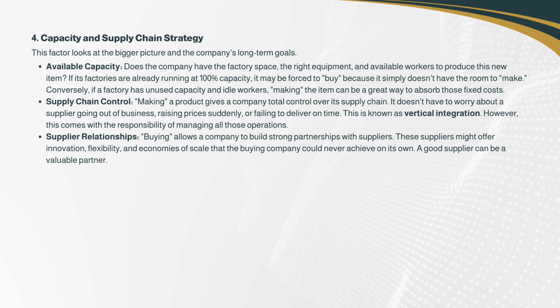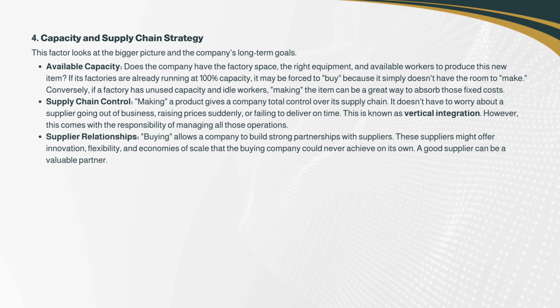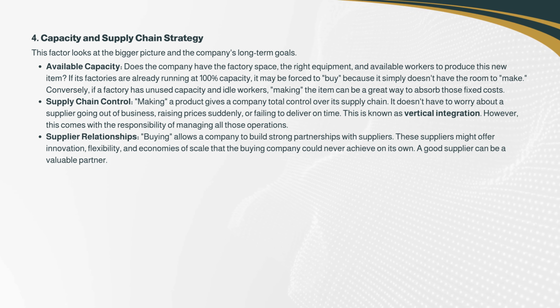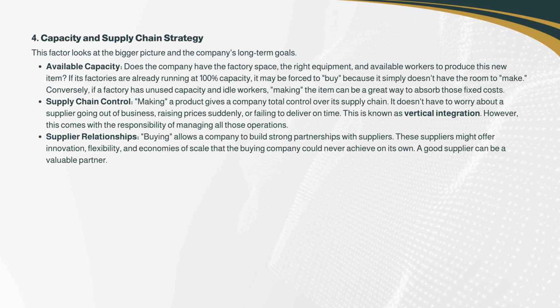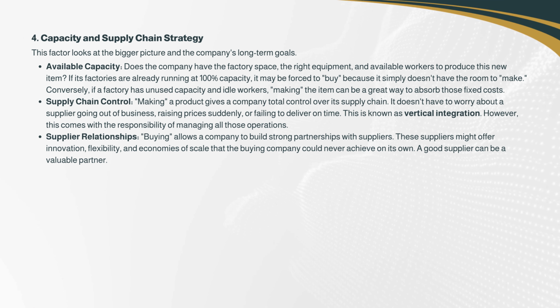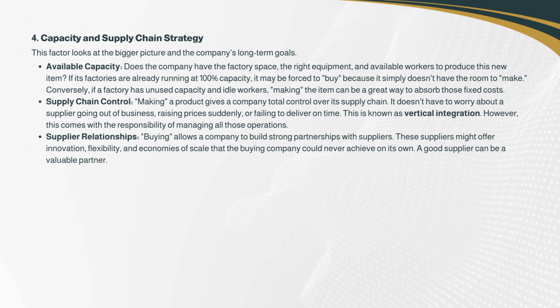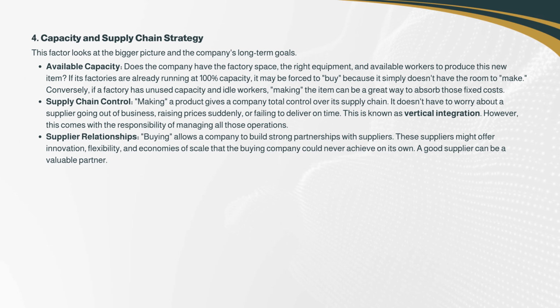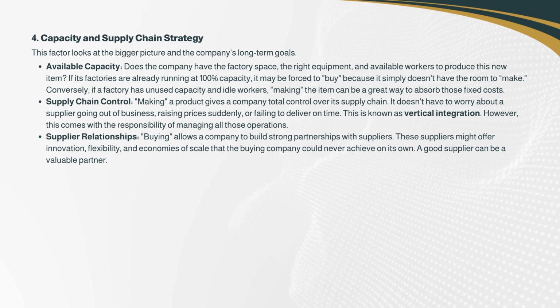Supply chain control. Making a product gives a company total control over its supply chain. It doesn't have to worry about a supplier going out of business, raising prices suddenly, or failing to deliver on time. This is known as vertical integration. However, this comes with the responsibility of managing all those operations. Supplier relationships. Buying allows a company to build strong partnerships with suppliers. These suppliers might offer innovation, flexibility, and economies of scale that the buying company could never achieve on its own. A good supplier can be a valuable partner.